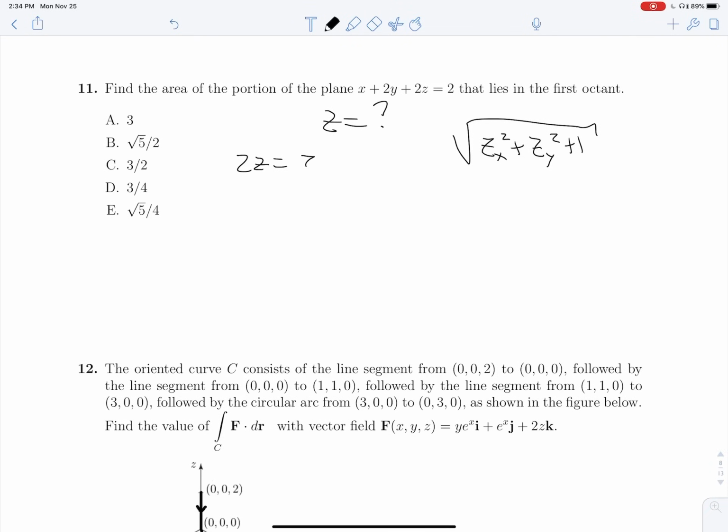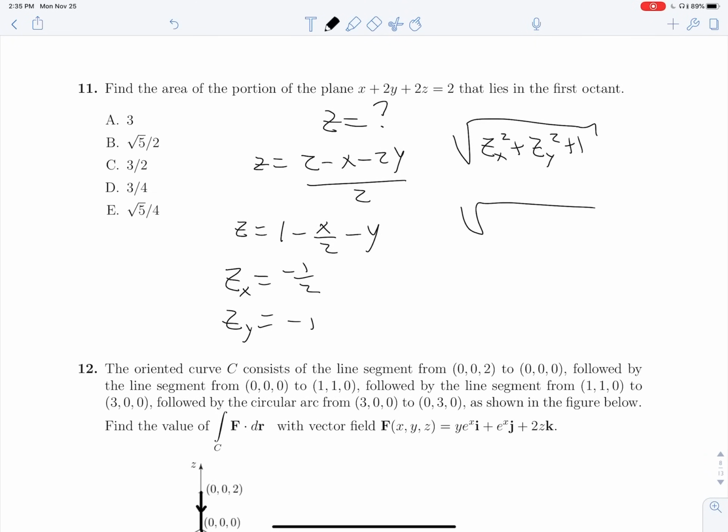2z is going to be equal to 2 minus x minus 2y, and so z is going to be this over 2, which we can express in a little easier to read way as 1 minus x over 2 minus y. So now we can find our zx and zy. Zx is going to be negative 1/2, where zy is going to be negative 1. So this whole thing is going to be the square root of 1/4 plus 1 plus 1, which is going to be 9 over 4, which works out to 3 over 2.